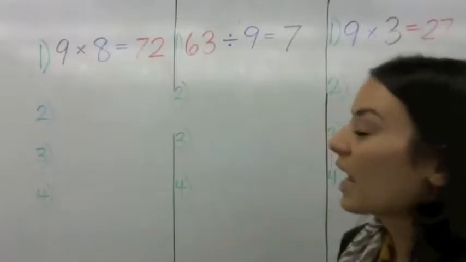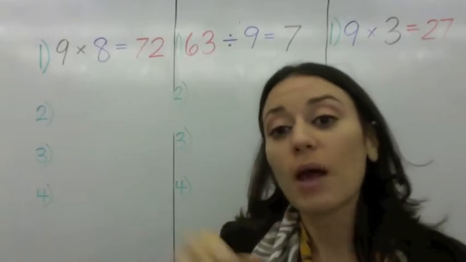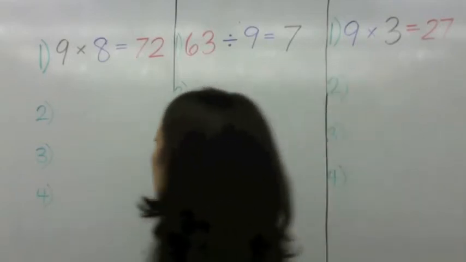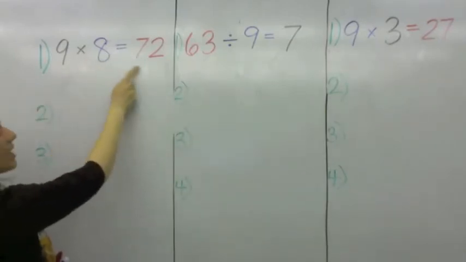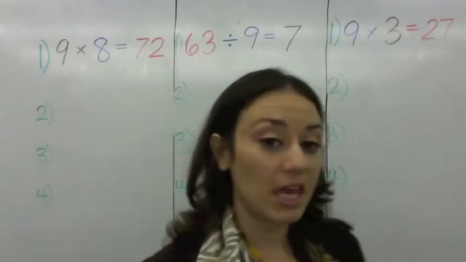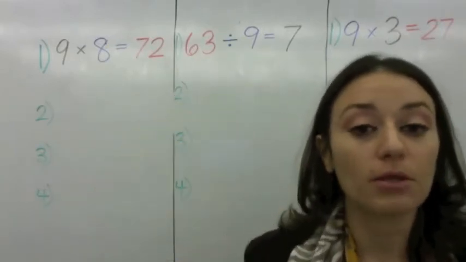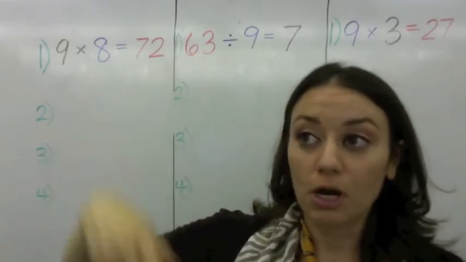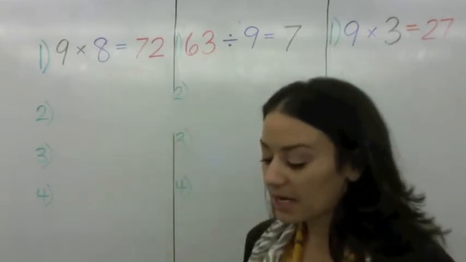So now let's see what happens when I give you one equation and you have to make the remainder of the fact family. So right now, for number 1, I'm going to give you 9 times 8 is 72. So that is a multiplication table, right? Okay. So you know you need 2 multiplication problems and 2 division problems. So here's your first multiplication problem, 9 times 8.